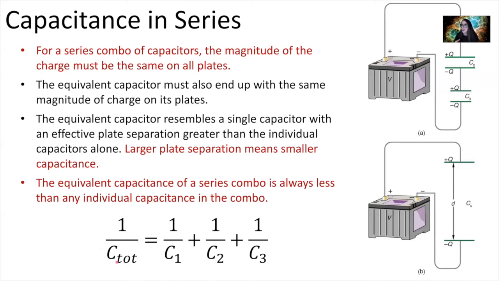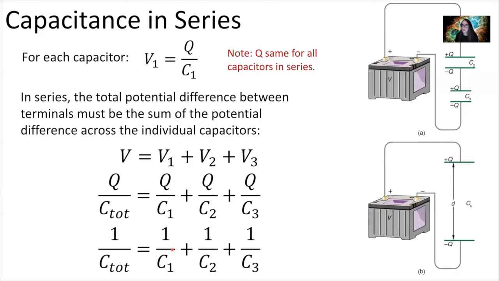1 over the total capacitance of these three in series equals 1 over the capacitance of the first capacitor plus 1 over the capacitance of the second one, and so on. For each of our capacitors in series, the potential across them is equal to the charge on the plates divided by their capacitance. And remember that the charge on all of the plates is the same for all capacitors in series.